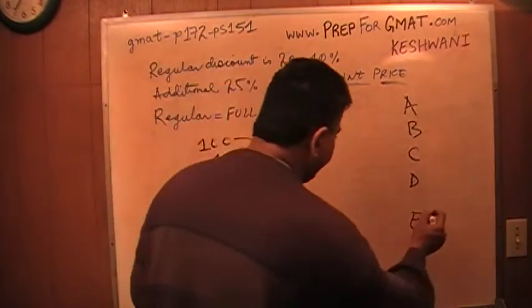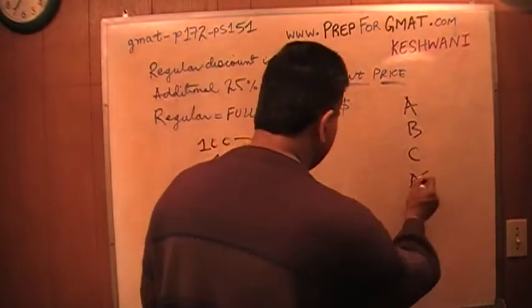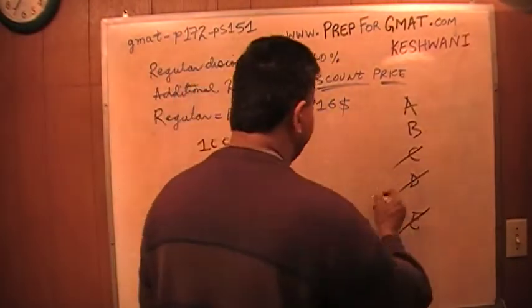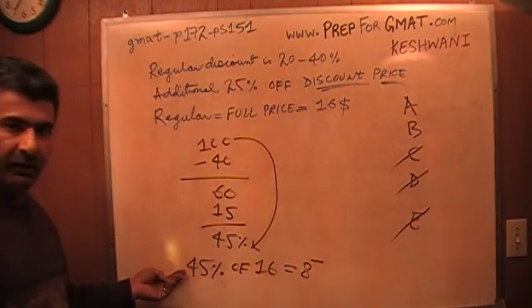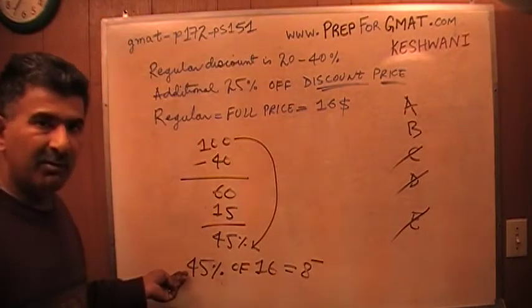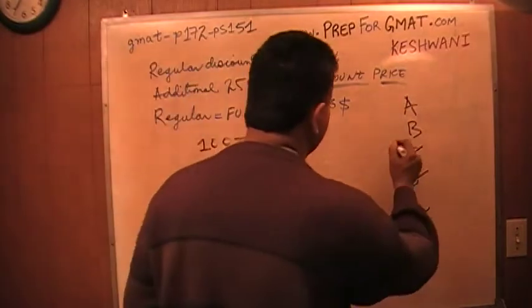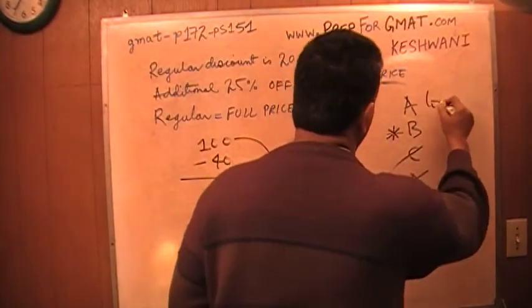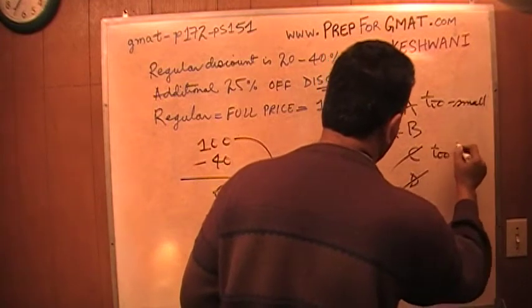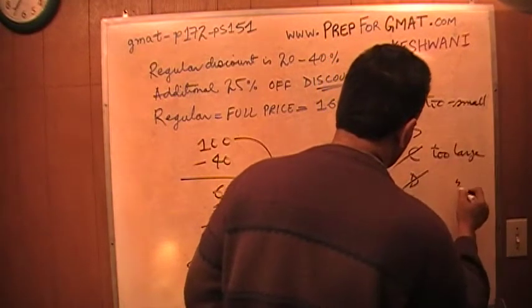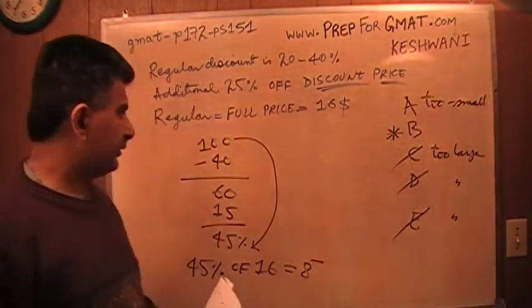That rules out E, that rules out D, and that rules out C. It's either A or B. And since this is 45%, it's not 8, but it's got to be very close to 8. The answer is B, because A is too small and C, D and E were too large.